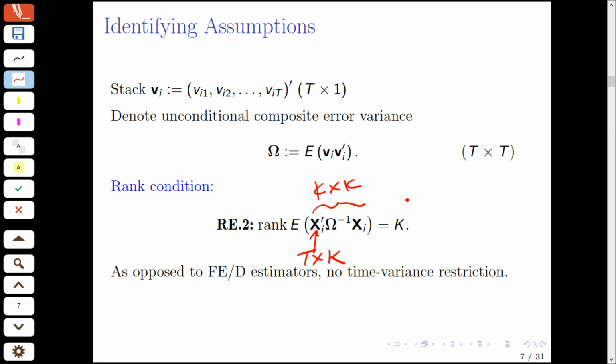Note here that since we're not doing any differencing or time demeaning or whatnot to our regressors, this rank condition actually allows for time invariant regressors, which is precisely why we can include an intercept among the regressors. This is in contrast to our latest lecture where we discussed the fixed effects and first differencing ideas, which would wash out time invariant regressors.